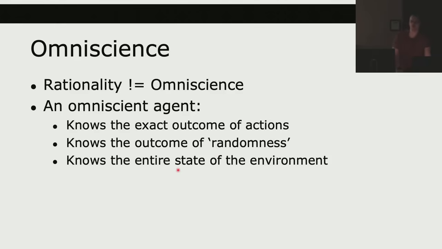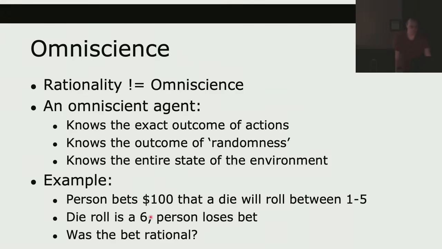A rational agent does not mean an omniscient agent, meaning they know everything. They're doing the best that they can with the knowledge that they have. So, if I bet you, in front, blue shirt, I have a six-sided die. I'll bet you $100 that the die will roll between 1 and 5. If it's between 1 and 5, you get the $100. If it's a 6, I get the $100. Would you take that bet?